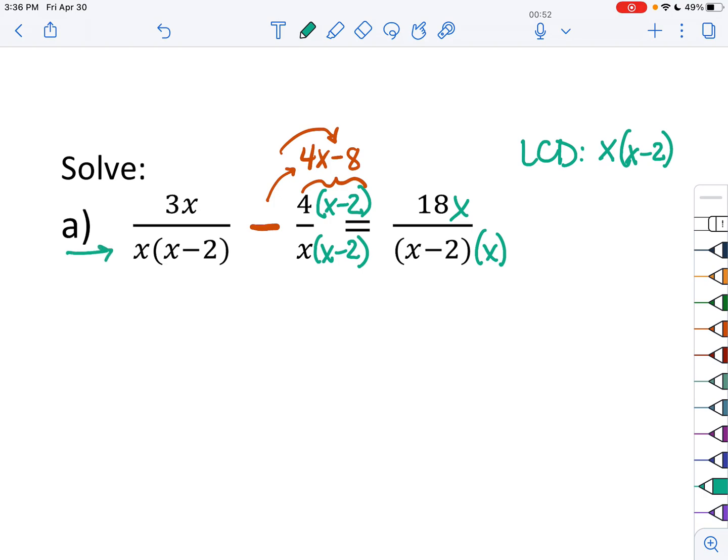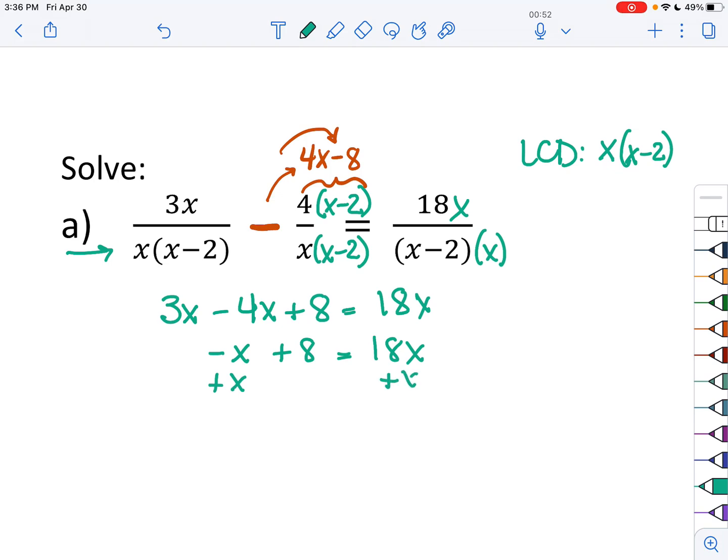Now, all my denominators are good, so I can do 3x minus 4x plus 8 equals 18x. So that would be a negative x plus 8 equals 18x. I'll add my x to both sides.